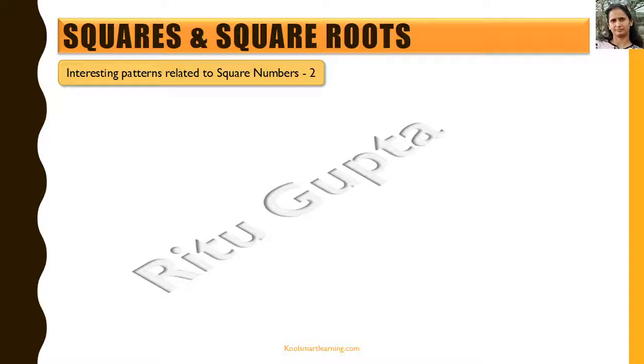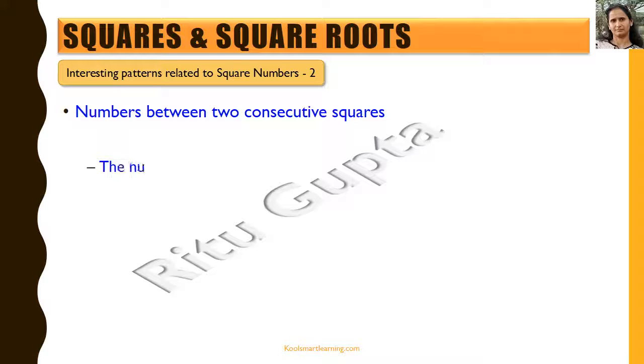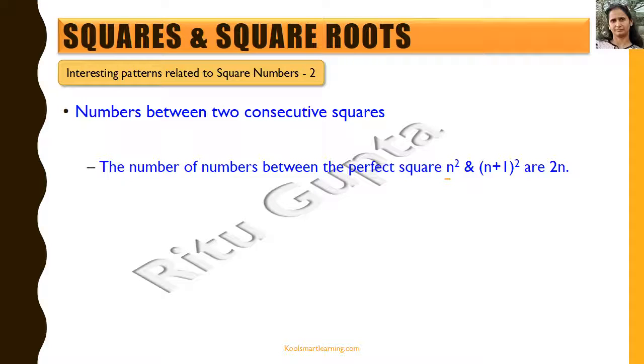Now let's look at some more interesting patterns: numbers between two consecutive squares. Consecutive squares means, for example, 2 square and 3 square, or 5 square and 6 square. So we are saying n square and n plus 1 square. The number of numbers present between n square and n plus 1 square will be 2n.